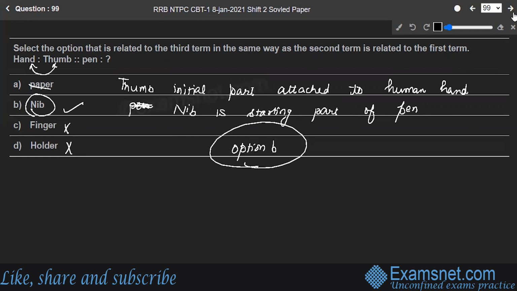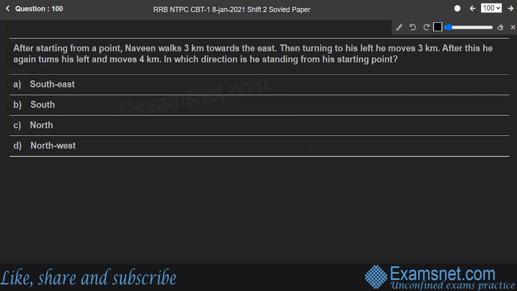Hope you understood this. So with that, let's move to the last question of the paper, question number 100. After starting from a point, Naveen walks 3 kilometers towards east. Then turning to his left, he moves 3 kilometers. After this, he again turns his left and moves 4 kilometers. In which direction is he standing from his starting point? Southeast, south, north, or northwest? Well, let's see the directions. This is north, this is south, east, and west.